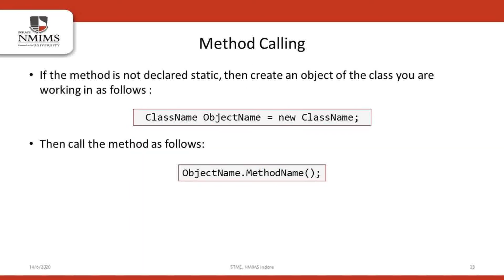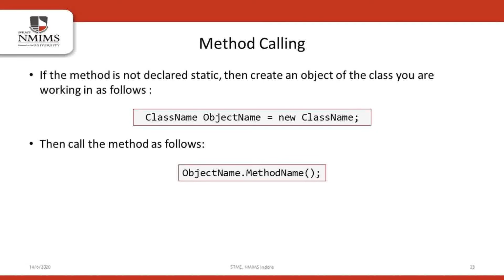Now we've seen the first way to call a method without creating an object. Now we'll see the other way in which an object has to be created in order to call a function. Calling a function basically is using the statements written inside the function whenever we call it. For that, first you'll need to create an object of the same class you're working in. The syntax for which is as follows.